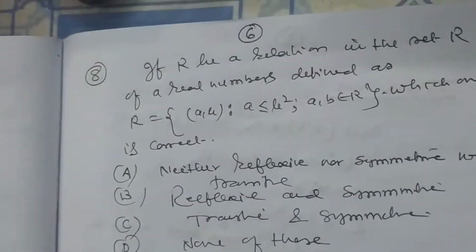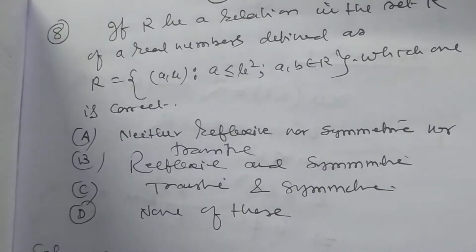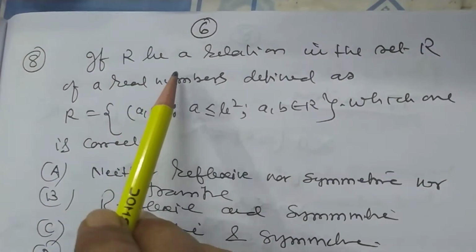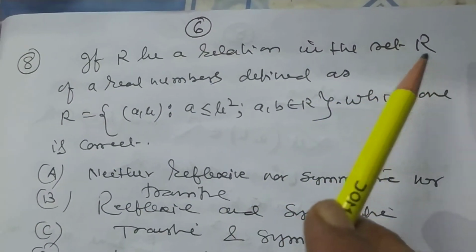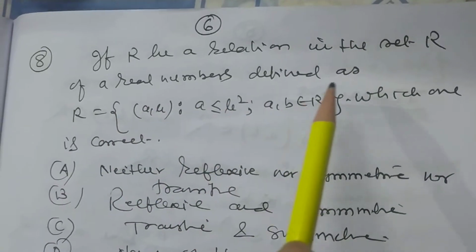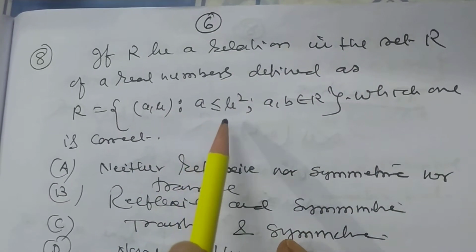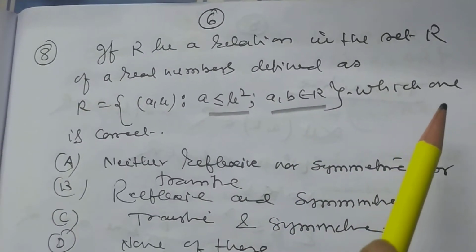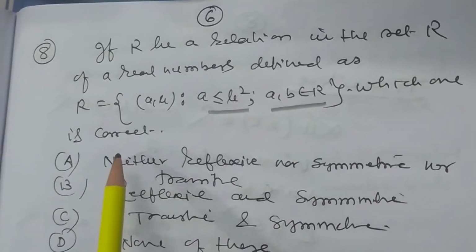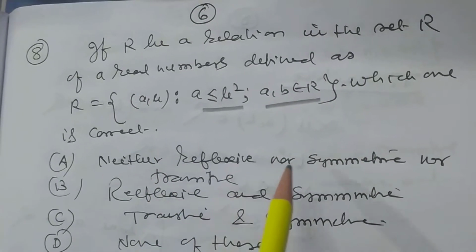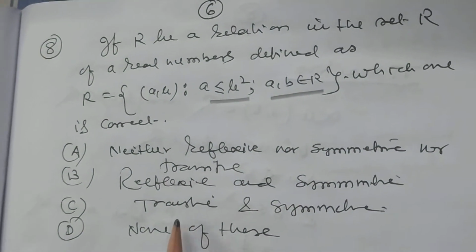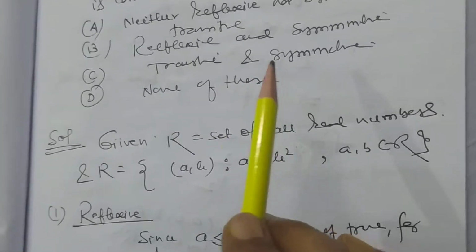My dear students, now I want to discuss problem number 8. If R be a relation in the set of real numbers defined as (A, B) such that A is less than or equal to B squared, (A, B) belongs to R. Which one is correct? Neither reflexive nor symmetric nor transitive. Reflexive and symmetric. Transitive and symmetric. Or none of these.